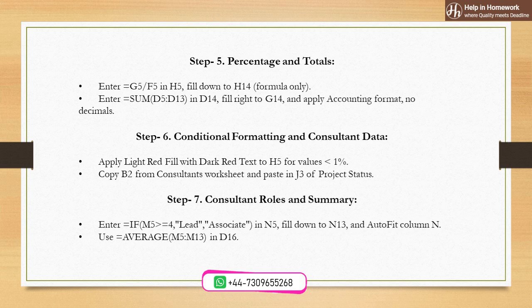Step 6. Conditional formatting and consultant data. Apply Light Red Fill with Dark Red Text to H5 for values greater than 1%. Copy B2 from the consultant's worksheet and paste in J3 of the project status.